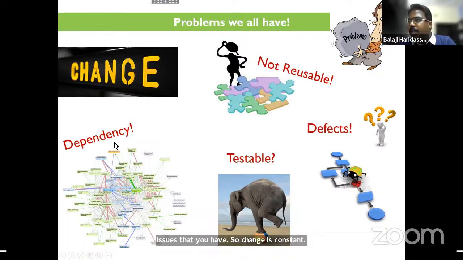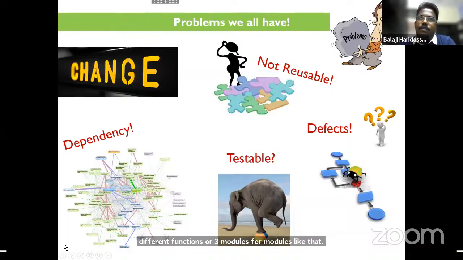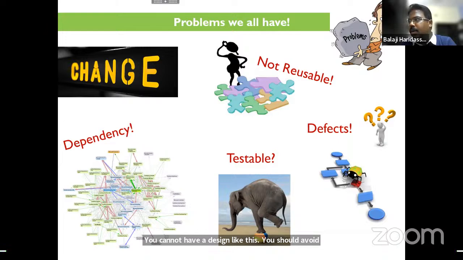Your problems will be there if your code is very poorly designed. If you have a design like this, even for one small feature you have to touch 10 different functions, or 3 or 4 modules. You cannot have a design like this. You should avoid such designs. That is why design principles and OOAD are all very important.